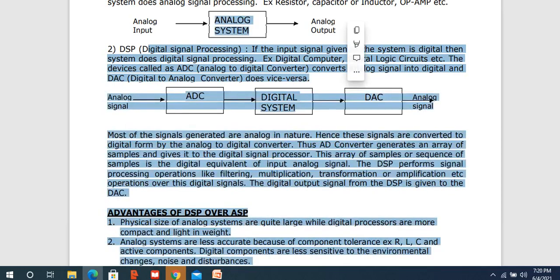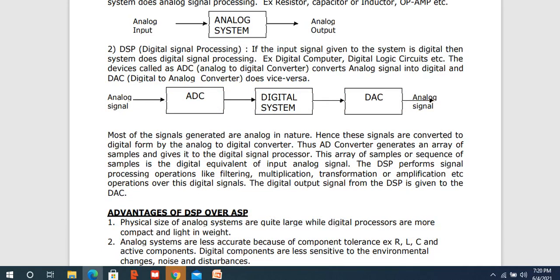As an example, if the input signal given to the system is digital and the output we get is digital, that type of system is used for digital signal processing. Examples would be digital computers, digital logic circuits, etc. Those are digital in nature. So as you can see, my system here is digital.